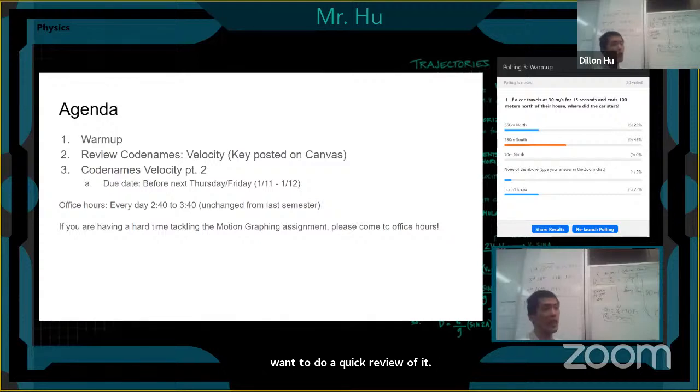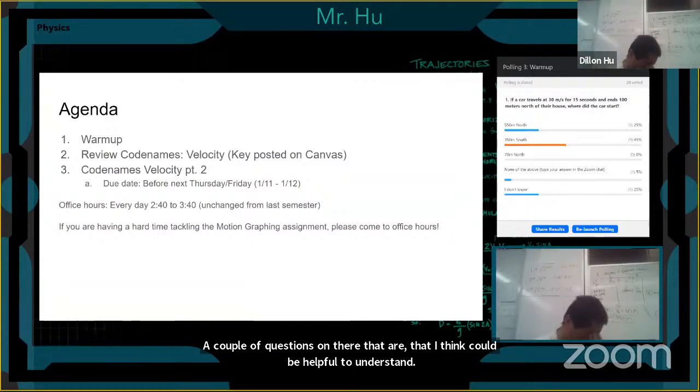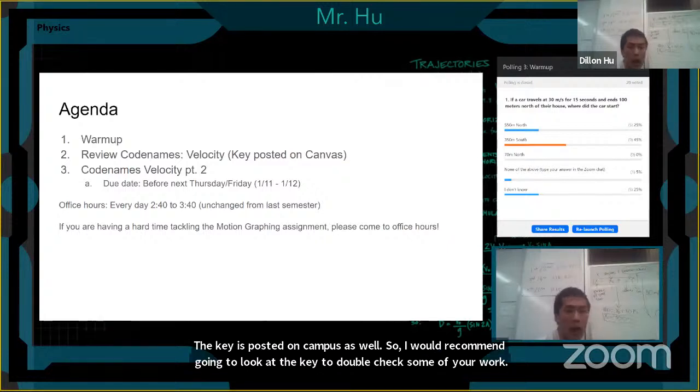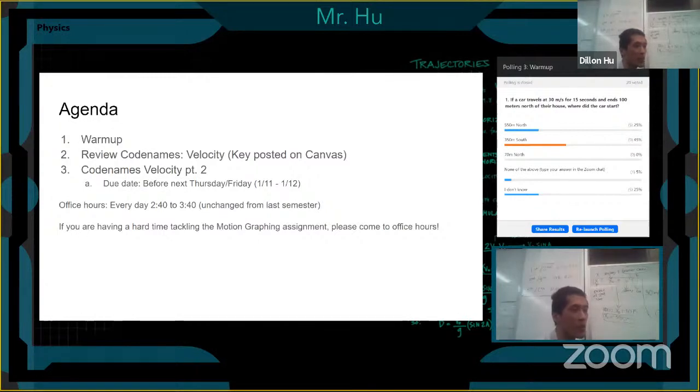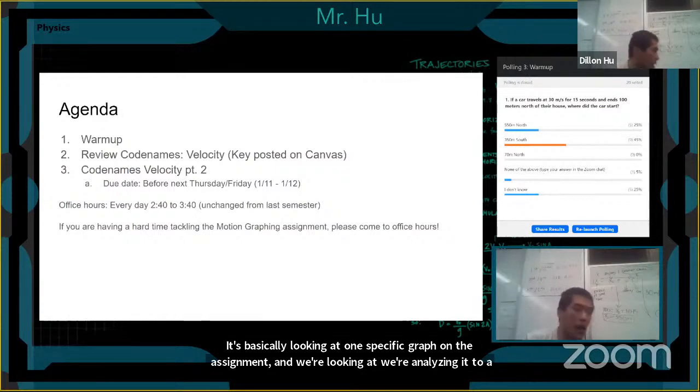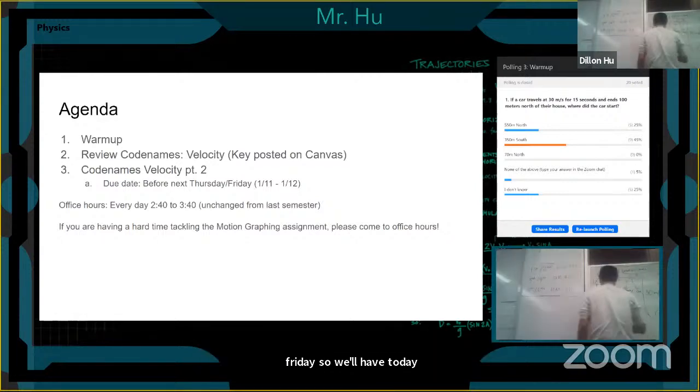It's basically looking at one specific graph on the assignment, and we're analyzing it to a very high degree, a very explicit examination. And the due date for that, I'm setting it to be due before next Thursday, Friday. So we'll have today and next Tuesday to work on it. The assignment is going to be very similar to the Kinematics velocity one, but it's going to be a lot more in depth. And as I'm going through the Kinematics velocity one, I'm going to give you an in-depth examination of how to do the problem.